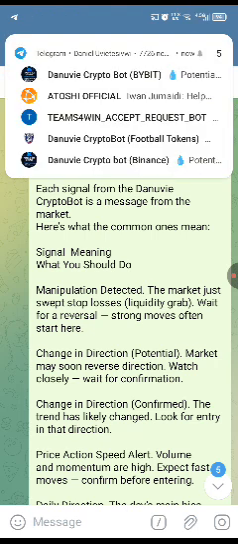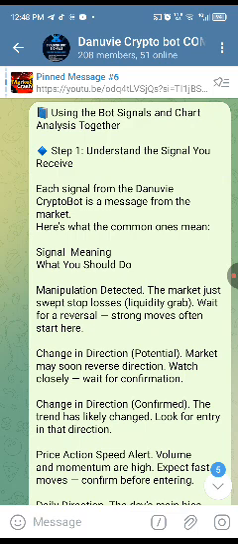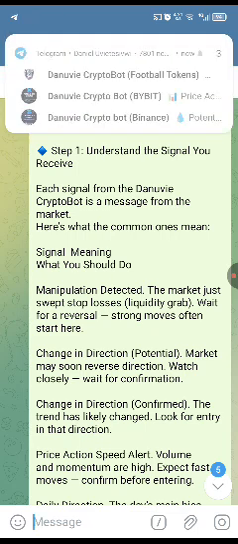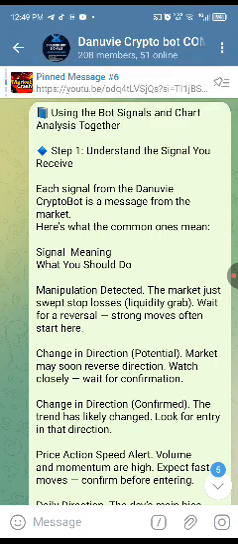Now, in our last training, we talked about manipulation. And we said manipulation is simply a dispute or a trade war. Now, when the bot sends you a manipulation signal, it's simply telling you that you should take caution. And at that point in time, you should not be entering a trade because there is a serious dispute going on between the big players and market forces. So that's why I said the market just swept stop losses, and that's why it says wait for a reversal.